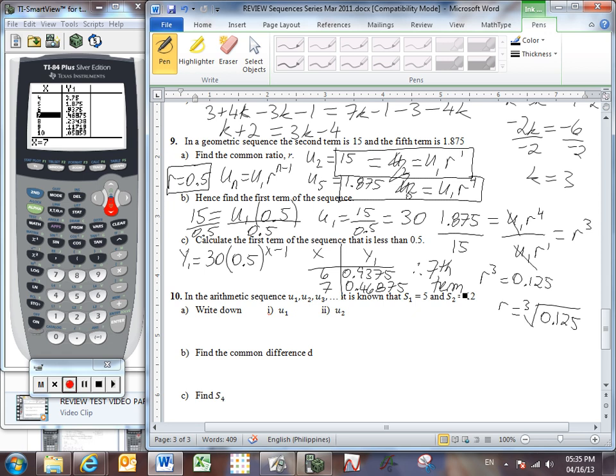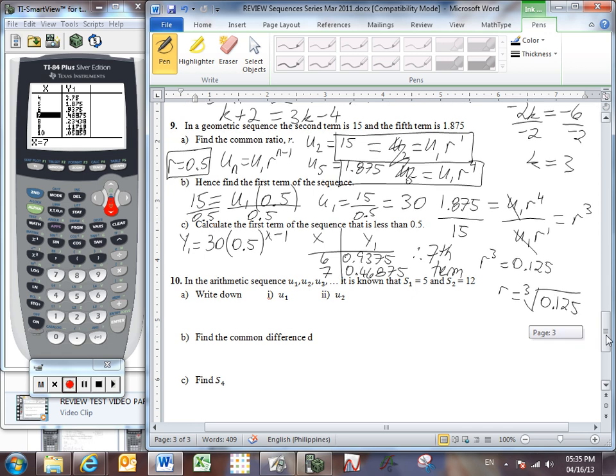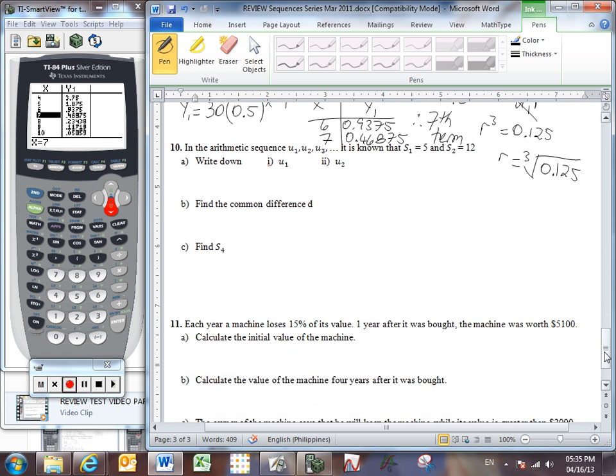Question number 10. We've got this sequence of numbers. That's our first term u1, our second term u2, our third term u3. We know that the sum of the first 1 terms, which is a little bit of a strange thing, but yeah, the sum of the first term only is 5. Well, that must mean then, of course, that u1 is equal to 5.